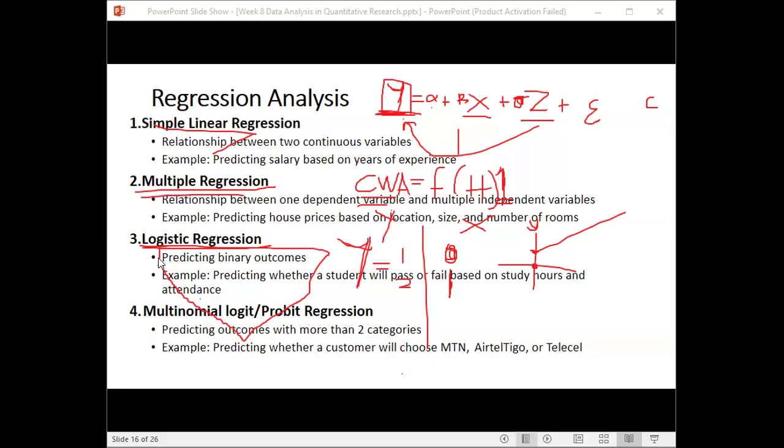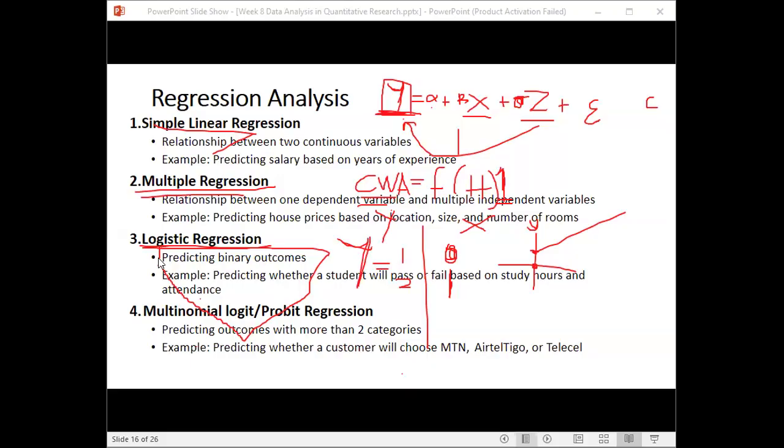Okay? Working, not working. What are the predictors of somebody being in the labor force or not in the labor force? Okay? Maybe being married is one, being female is one, level of education is one. All of these can be used to explain whether or not somebody is working or not working. So the outcome variable here is what? A binary outcome. Then you use a logistic regression.